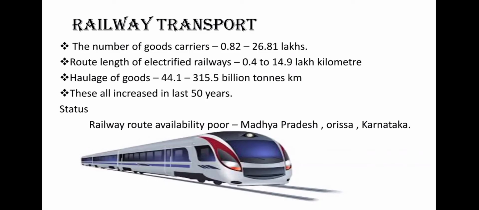Now railway transport. The number of goods carriers has grown from 0.8 to 26.81 lakhs. Route length of electrified railways has grown from 0.4 to 14.9 lakh kilometers. Haulage of goods has grown from 44.1 to 31.5 billion ton kilometers. These have all increased over the last 50 years. The railway route availability is poor in Madhya Pradesh, Orissa and Karnataka.